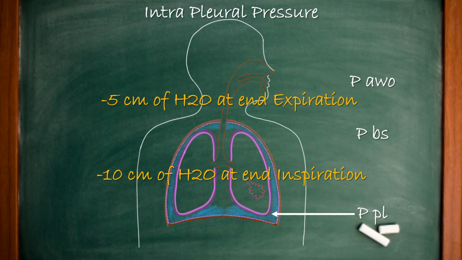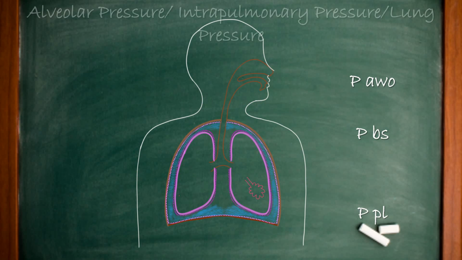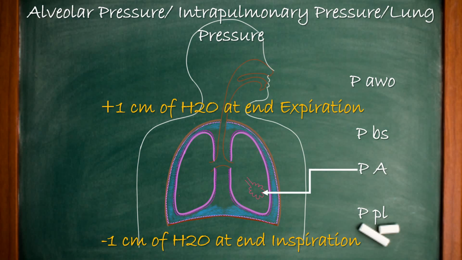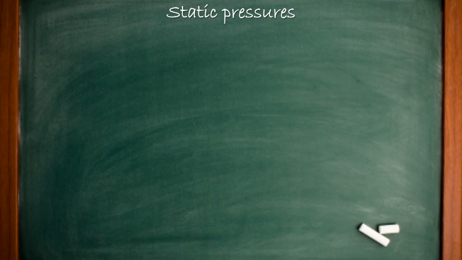The next and the last pressure which comes into play is the alveolar pressure, also known as the lung pressure or the intrapulmonary pressure. This is due to the stretching of the lungs, as we just saw, and this pressure is transmitted to the lung parenchyma, thus to the alveoli, hence creating a pressure of about 1 centimeter of water at the end of expiration as compared to the atmospheric pressure, which goes down to about minus 1 centimeter of water at the end of inspiration. So now these 4 pressures are the static pressures. Let's see how these pressures create a gradient across themselves to create a movement of the air.